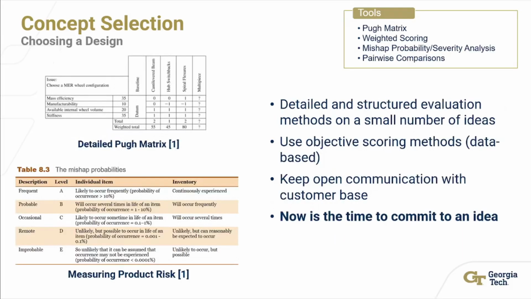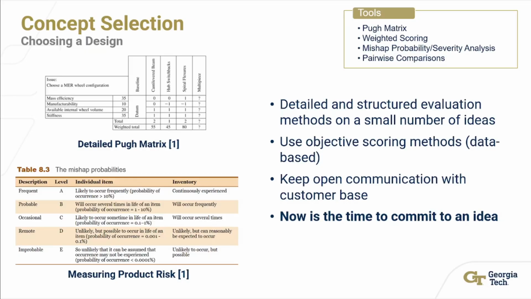The next step in concept selection is choosing a design. So here we need detailed and structured evaluation methods on a very small number of ideas in order to pick the best one. We're going to use objective scoring methods that have to be data-based. We need to make sure we also keep open communication with the customer base during this time of choosing the final design, as this will reflect more positively to ensure that the customers are always part of the design process. And now is the time to commit to an idea.